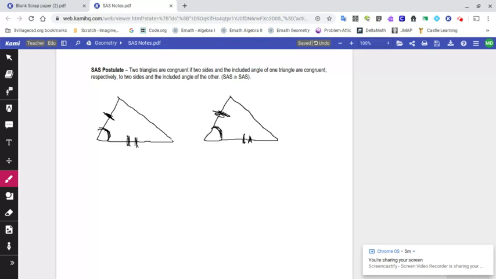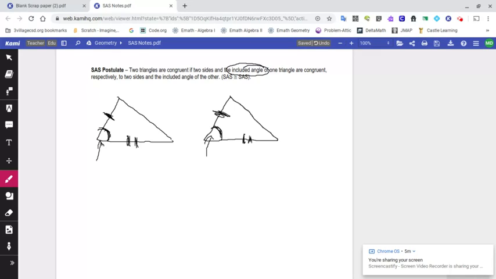Two triangles are congruent if two sides and the included angle are congruent. The included angle is the angle formed by those congruent sides. Okay, that's why I'm talking about this angle right here, because that's the one that's formed by the two sides I know are congruent to each other in each triangle. Okay, the included angle is basically between the two sides, side angle side.